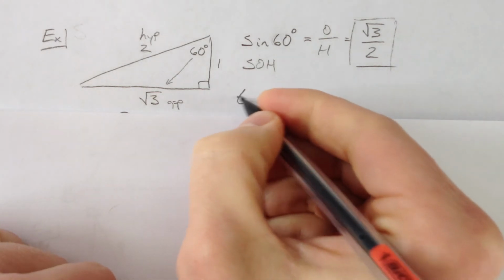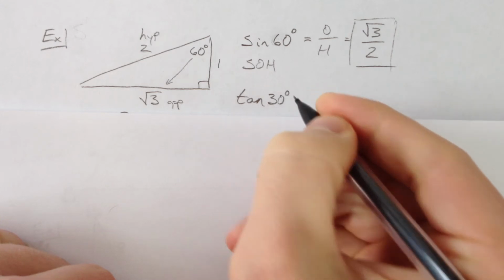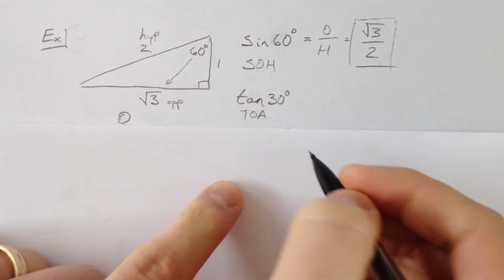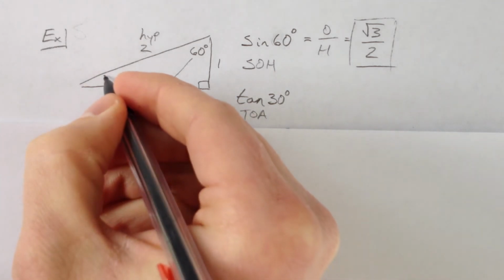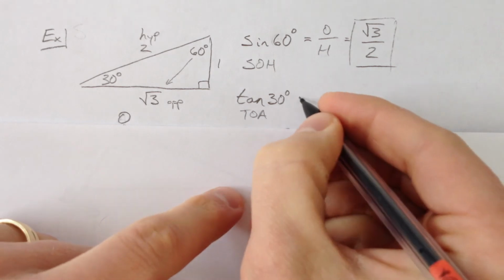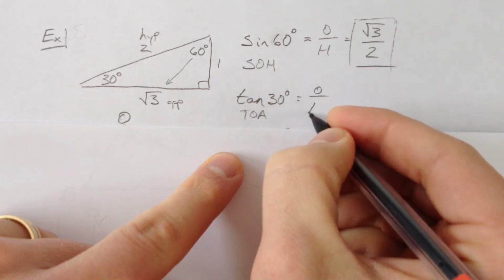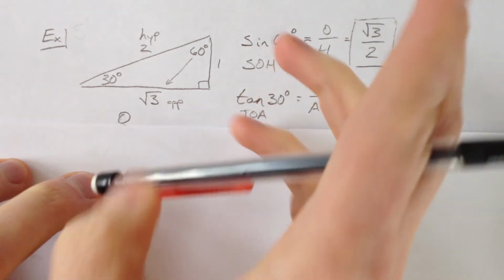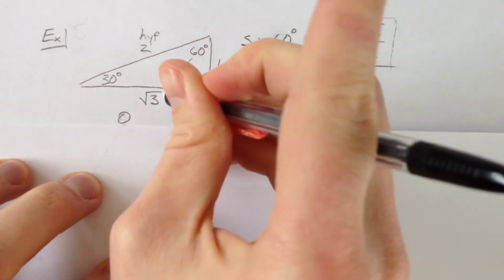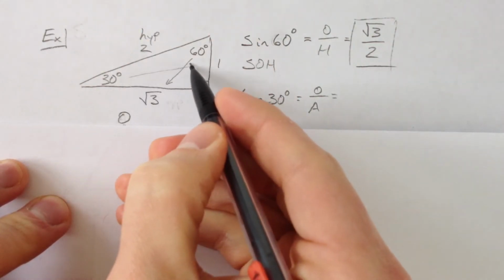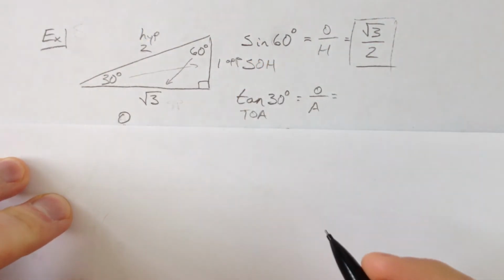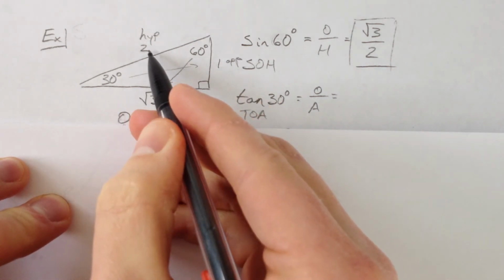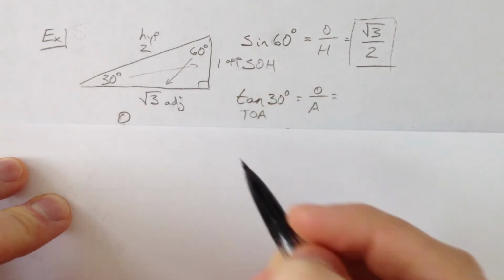Now I could ask you what the tangent of 30 degrees was, and that would be TOA. And so again, let's put our 30 in here. TOA is opposite over adjacent. Now our opposite side was the root 3 before, but now our opposite side is not going to be the root 3. It's going to be opposite of the 30. And so this is the opposite in this case, and this is the adjacent in this case. Now the 2 is adjacent as well, remember, but the 2 is the hypotenuse.